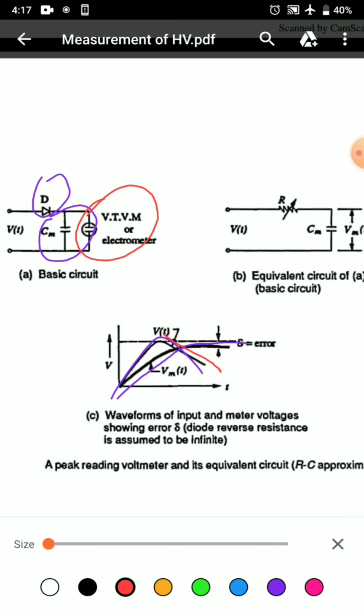The voltage to which Cm is charged is less than the actual peak signal and is represented by error delta. The output of the circuit has an error of delta.